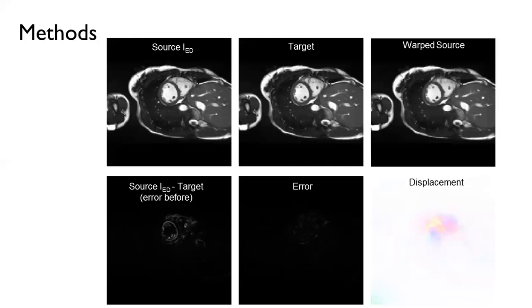This is an example of cardiac motion estimation. The warped source is predicted from our method. From this image, you can see the predicted target is very close to the target image.